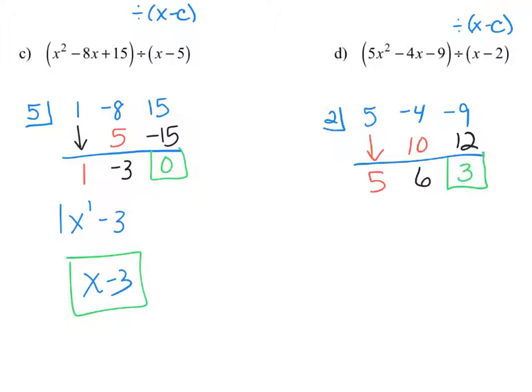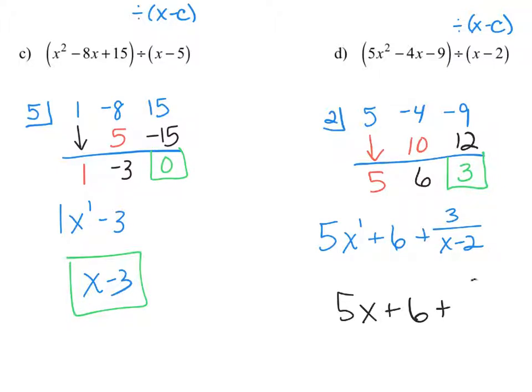The first number below the line is the first coefficient, 5. And since our original polynomial was an x squared, we reduce that power by 1, plus 6, plus our remainder 3 divided by the x minus 2. So our final answer, 5x plus 6 plus 3 divided by x minus 2.